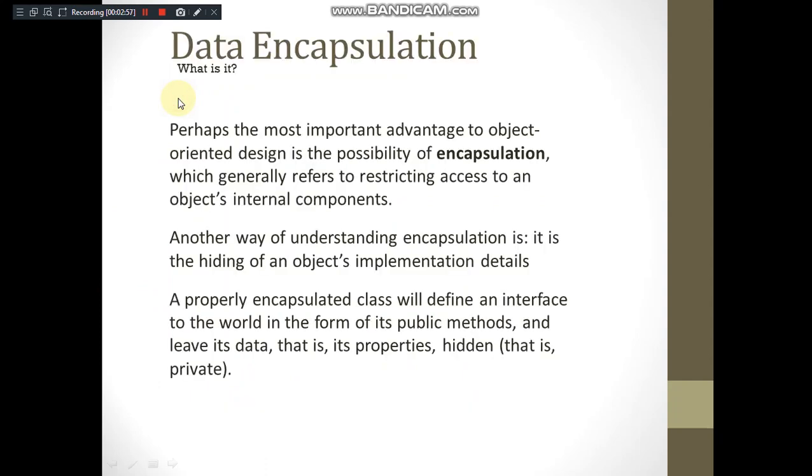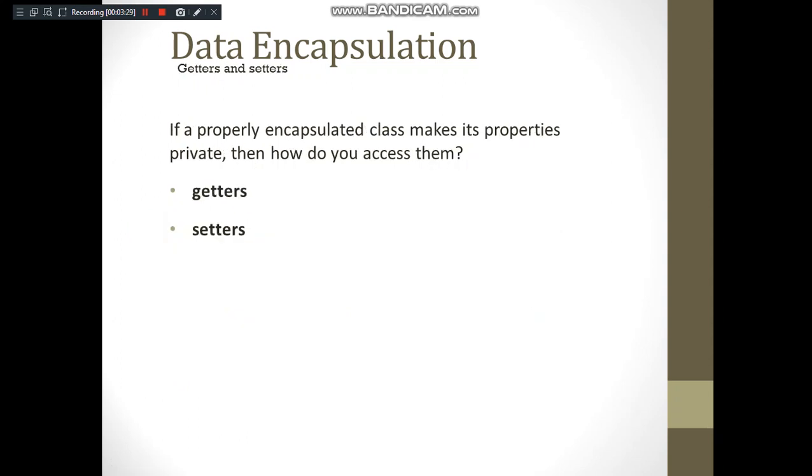So we'll go for object oriented design. You know about data encapsulation. It is one of the important features of object orientation, where it is restricting access to an object's internal components, right? A properly encapsulated class will define an interface to the world in the form of its public methods and leave its data, that is its properties, hidden, that is private. The implementation details are hidden here. That's why we call it data encapsulation.